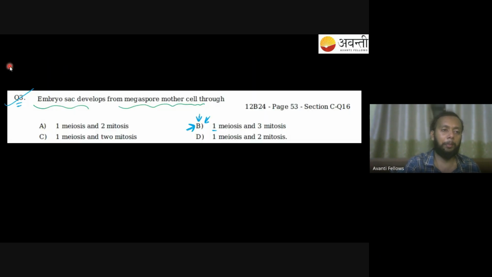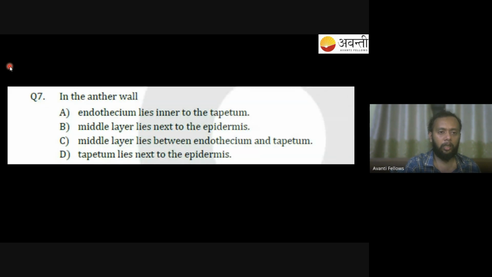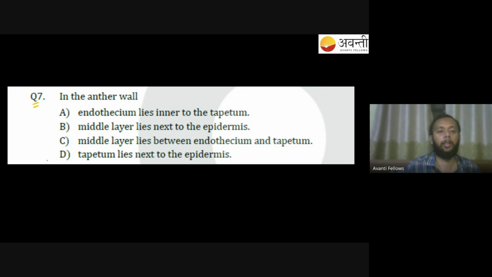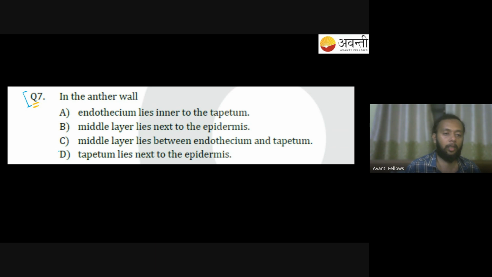Now, before we wrap up the class, you can also do this question as well. In the anther wall, which is the statement that is going to be much more appropriate? Take your time. Which statement? The part. C. All right. C is going to be the correct answer. Yes. Middle layer lies between the endothecium and the tapetum is going to be the correct answer. Very true. Okay. I'll just tell you one more thing here.